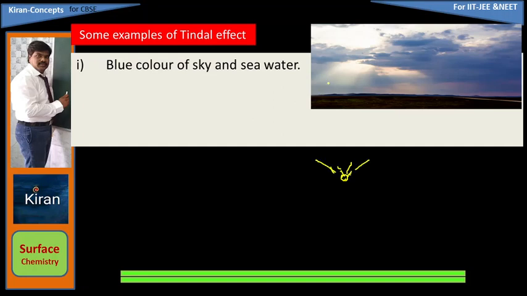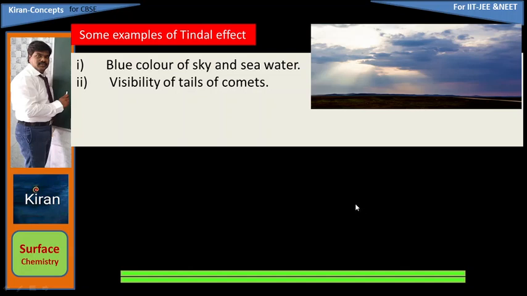In between the earth and the sun, we have the earth's atmosphere. In the earth's atmosphere, there are various dust particles, air particles, and water droplets. When sun rays fall onto these dust particles, which are colloidal particles, they scatter the sun rays, the ultraviolet rays. Hence, we see the sky as blue. This phenomenon is known as the Tyndall effect.